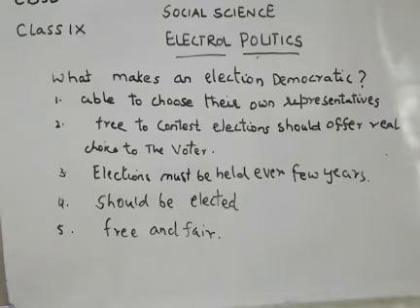See children, the first one is, they should be able to choose their representative. It is their wish, children. Nobody should force them to vote for this party or that party. The second one is, parties and candidates should be free to contest elections and they should offer real choice to the voters. The third one is, elections must be held regularly after every few years. And the fourth point is, the candidate preferred by the people should get elected. If they like that party and that person, he or she should be elected. And the last point is, elections should be conducted in a free and fair manner, where people can choose as they really wish. So these are the main 5 points that make an election democratic, children.